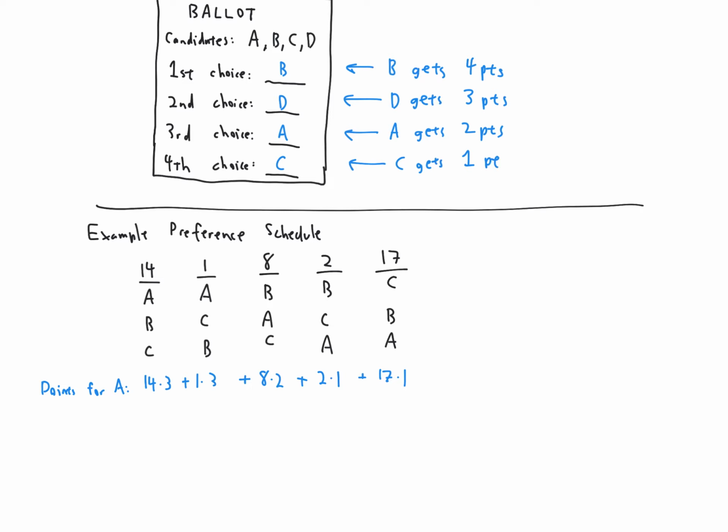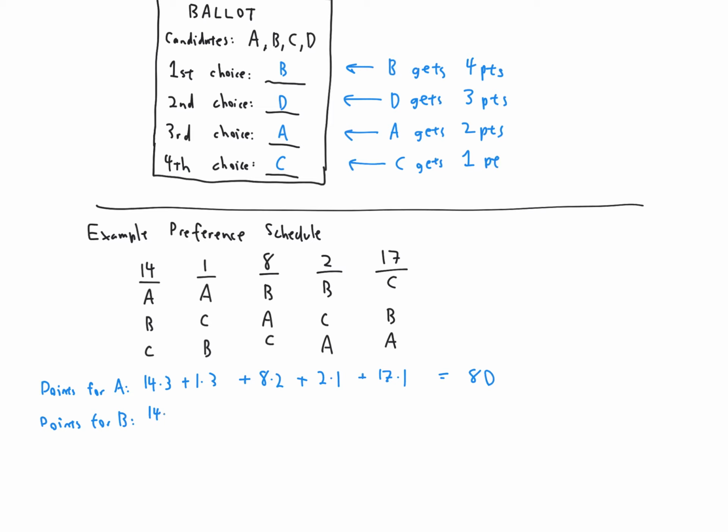In each of the last 2 columns, A only gets 1 point per ballot, so 2 times 1 for the 2 ballots BCA, and 17 times 1 for the 17 ballots CBA. When we actually add these up, we find that candidate A got 80 points. And we can go through the exact same procedure for calculating the points for candidates B and C.